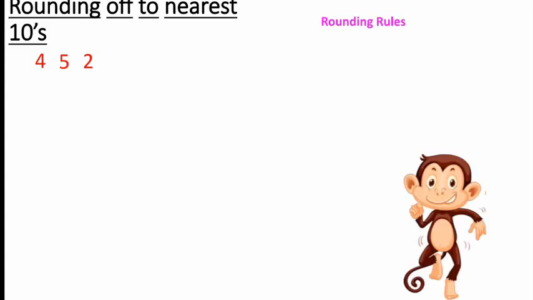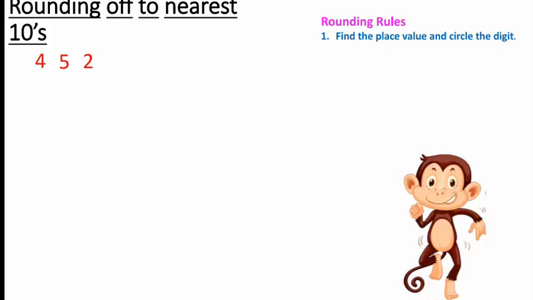Okay, now let us come to the topic rounding off to nearest tens place. Fine. So this thing we will do with the help of the numbers given on the screen. So let us come to rounding off to the nearest tens place for this number, that is 452. Clear? So how will we round off this number? We will do it with the help of rounding off rules. So what does your first rule say? Find the place value and circle the digit.